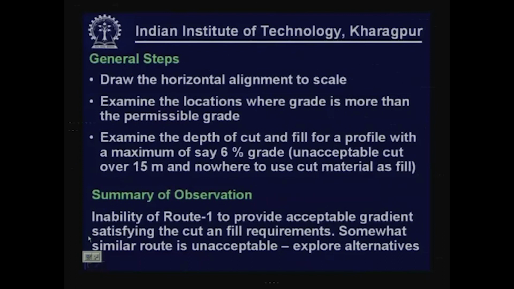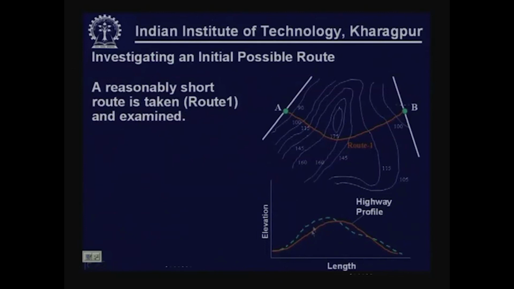So, the general step is to draw the horizontal alignment to scale, examine the locations where the grade is more than the permissible grade, and examine the depth of cut and fill for a profile with a maximum of, say, 6% grade as per the design control. We know that it is unacceptable if the cut is over 15 meters and there is nowhere to use the material. Say in this example, you have seen that the depth of cut is maximum. Let us assume that it is more than the permissible.